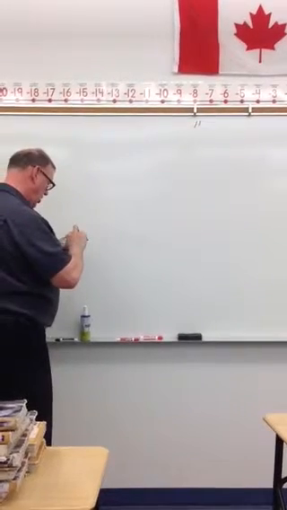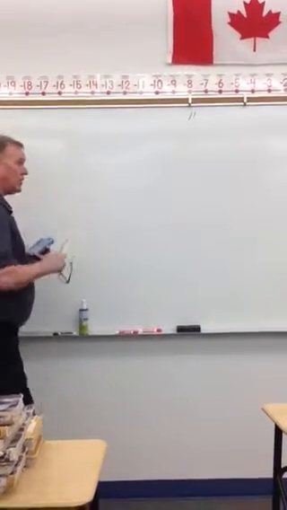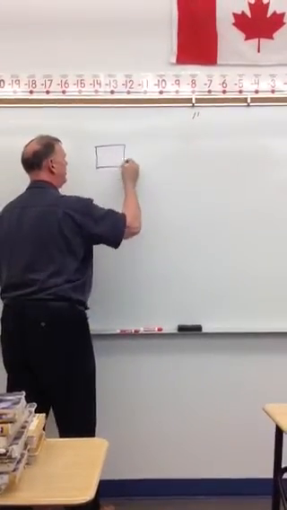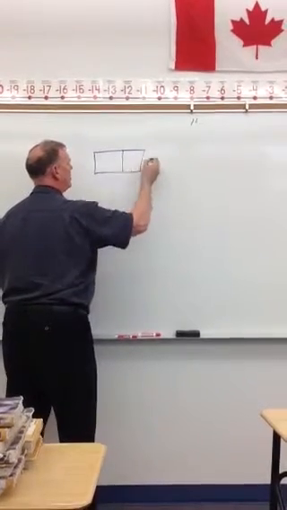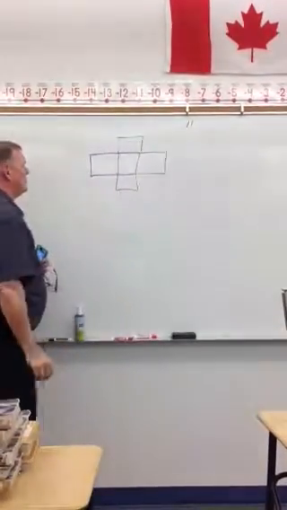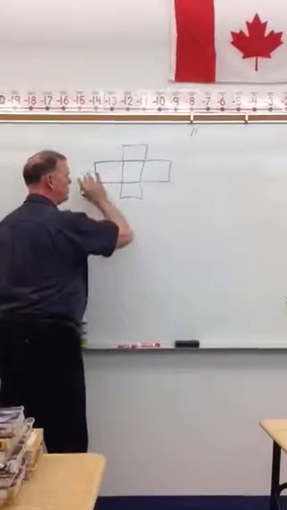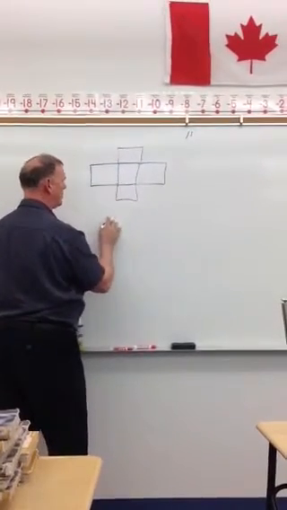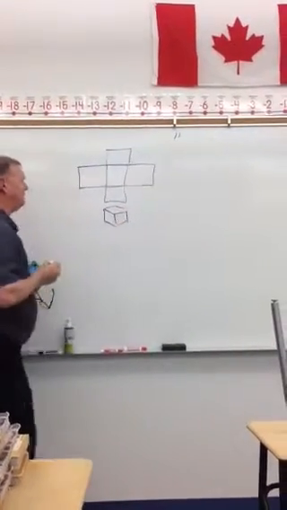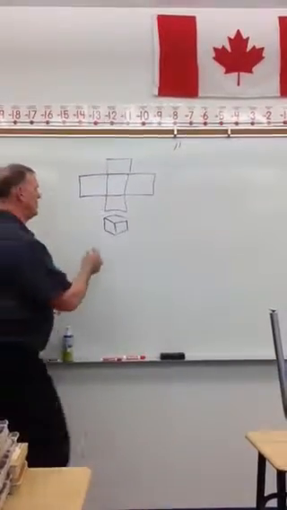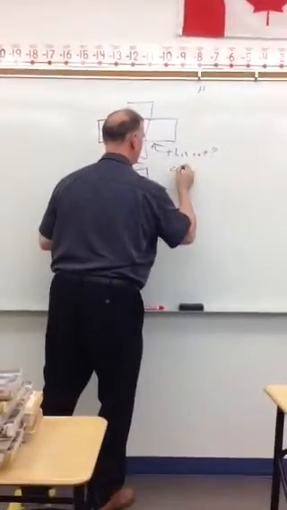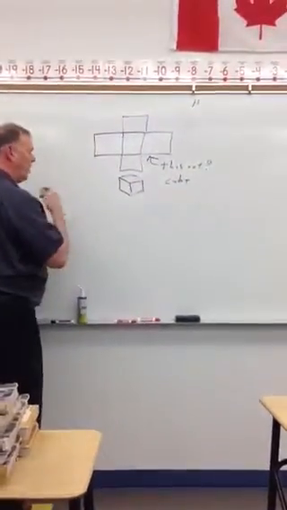Now the next part of the problem is to be able to name nets. So if you have this on a piece of paper, and this was a net, so it's spread out, what would that look like as a 3D object? Well, as a 3D object, that looks like that, right? So that's a cube. So if they said, what is this net? It's a cube.